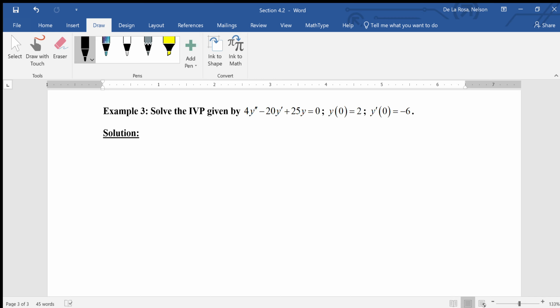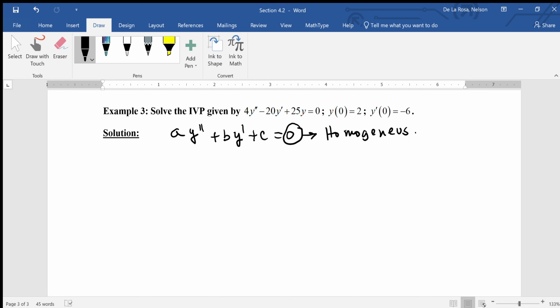Section 4.2, example 3. We need to solve an initial value problem. This is a second order ordinary differential equation, and it is homogeneous. It is of the form a y double prime plus b y prime plus c equals 0, and because of this 0, the equation is homogeneous.